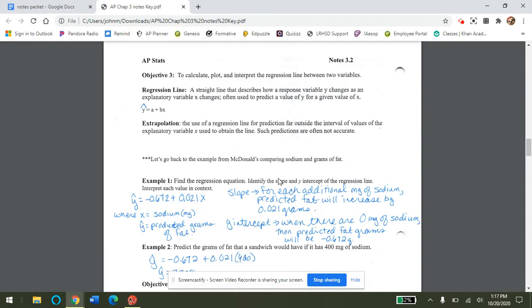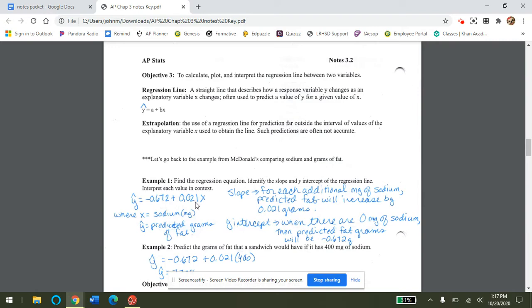Now, we also want to identify the slope and y-intercept and interpret each value in context. So I'm going to walk you through mine. Your homework, the textbook practice, is the chance where you can do more practice on your own. So the slope: for each additional milligram of sodium, your predicted fat is going to increase by 0.021 grams. Each time your sodium goes up 1, it multiplies by this, which means your predicted fat goes up by this much.